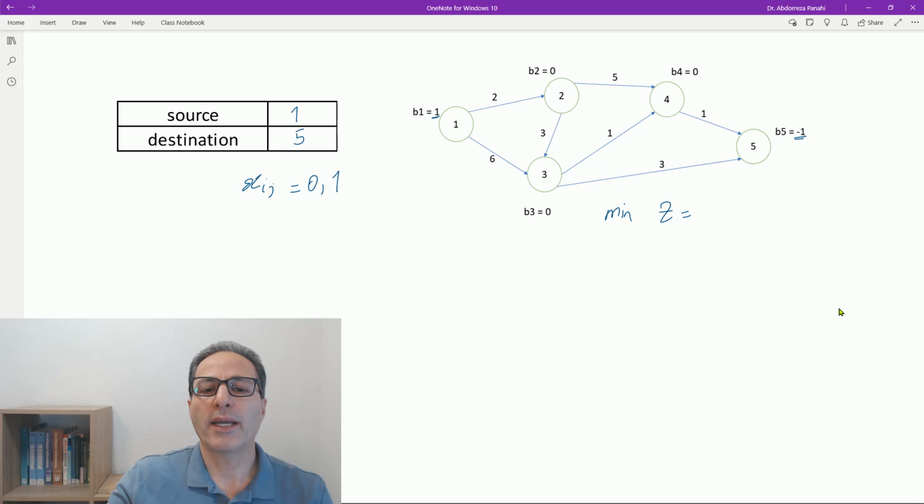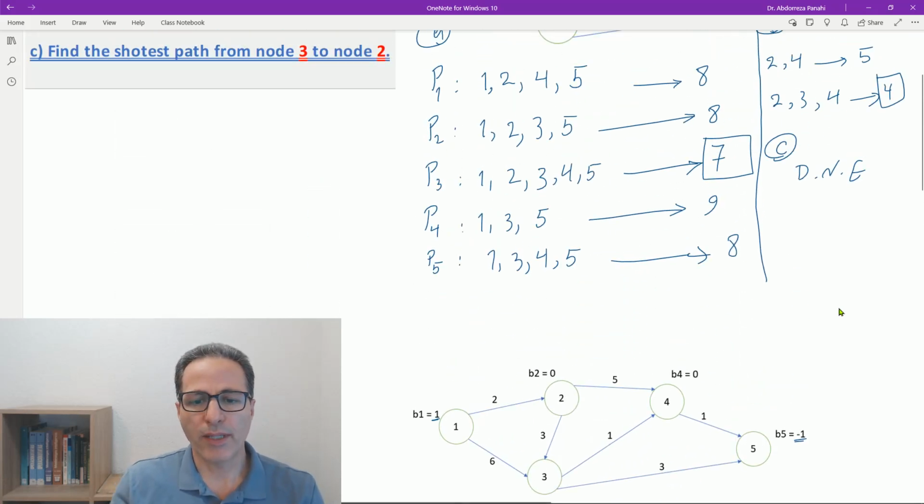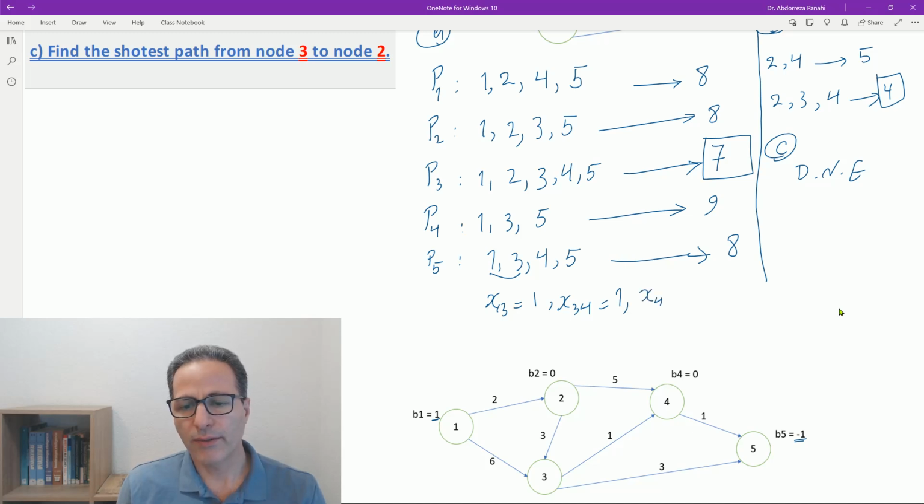Or if we come back and see the previous paths here, for example this P5, with 1 and 3, it means that we are moving from 1 to 3. It says that x13 is 1. From 3 we go to 4, x34 is 1. And from 4 we go to 5, x45 is 1. And the rest of the xij's are zeros.